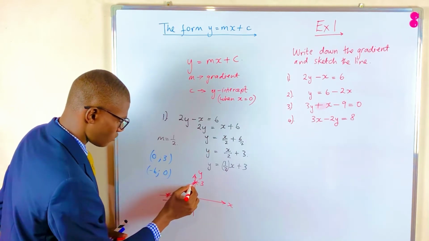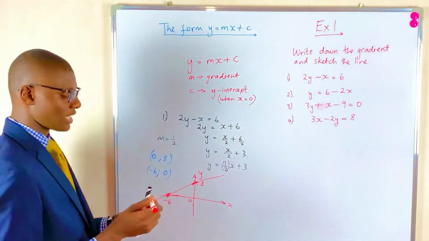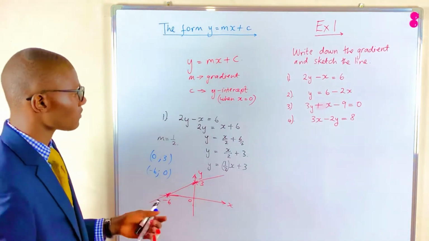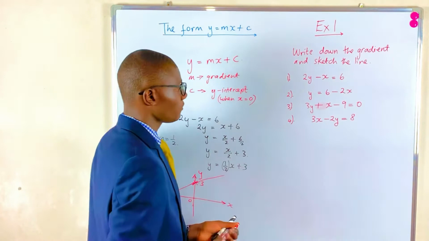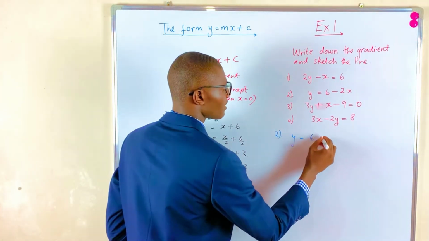We just join these 2 points like that, right, extending the line. So this is for number 1. Now moving on to number 2. Number 2, we've got y is equal to 6 minus 2x.